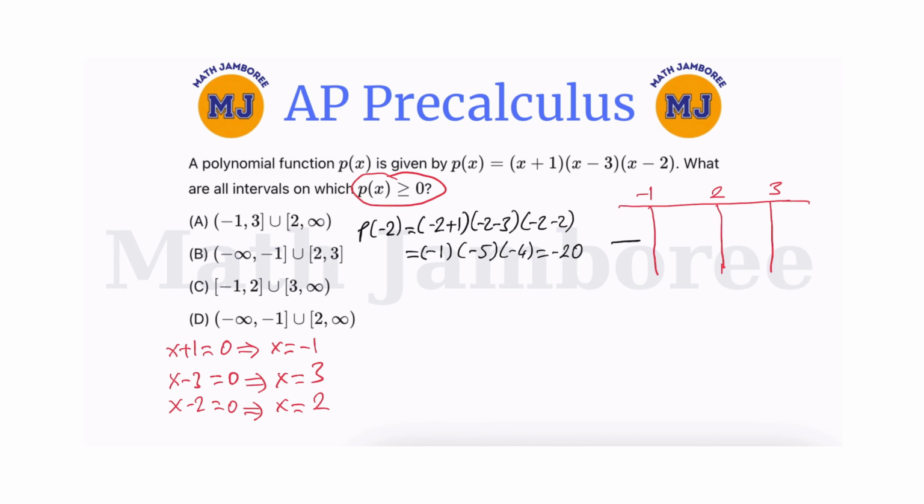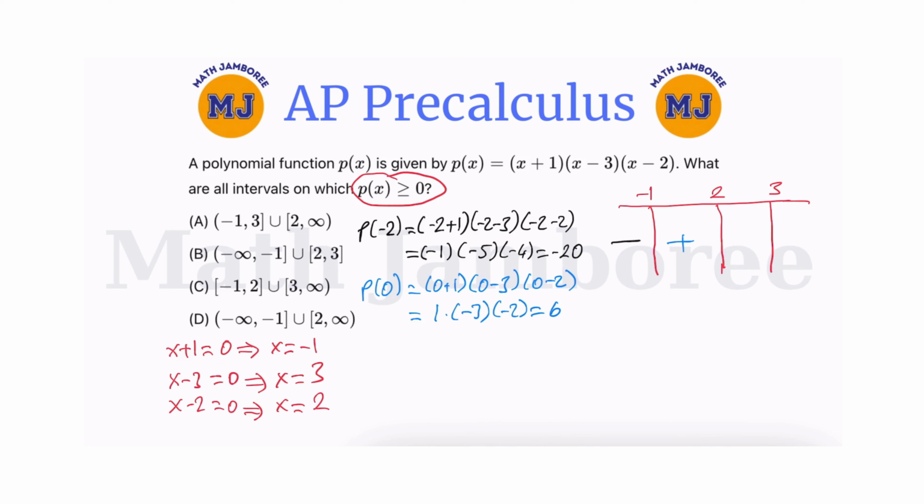Between negative 1 and positive 2, let's determine another value for x. Let's go with 0. It's easy to substitute. If you put 0 for x, this becomes 0 plus 1, 0 minus 3, and 0 minus 2. If you multiply 1 times negative 3 times negative 2, it's positive 6. So p of x is positive in this interval.